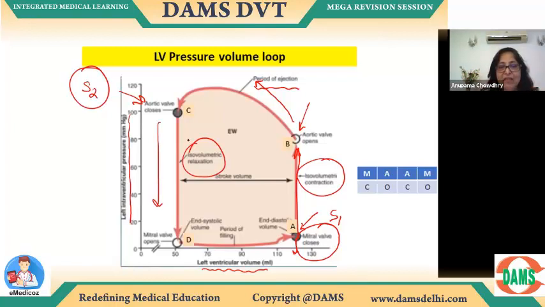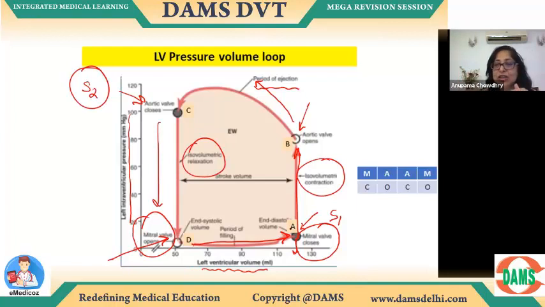The moment the LV pressure becomes lower than the LA pressure, the mitral valve will be forced open. So this is the point. At point D, the mitral valve opens. Mitral valve opens, now starts a phase of filling. Blood from the left atrium will come into the left ventricle. There is going to be an increase in the LV volume with very little change in pressure. The reason for the little change in pressure is that the ventricles are compliant chambers. They tend to distend as they are being filled with blood. So there is very little change in the pressure.